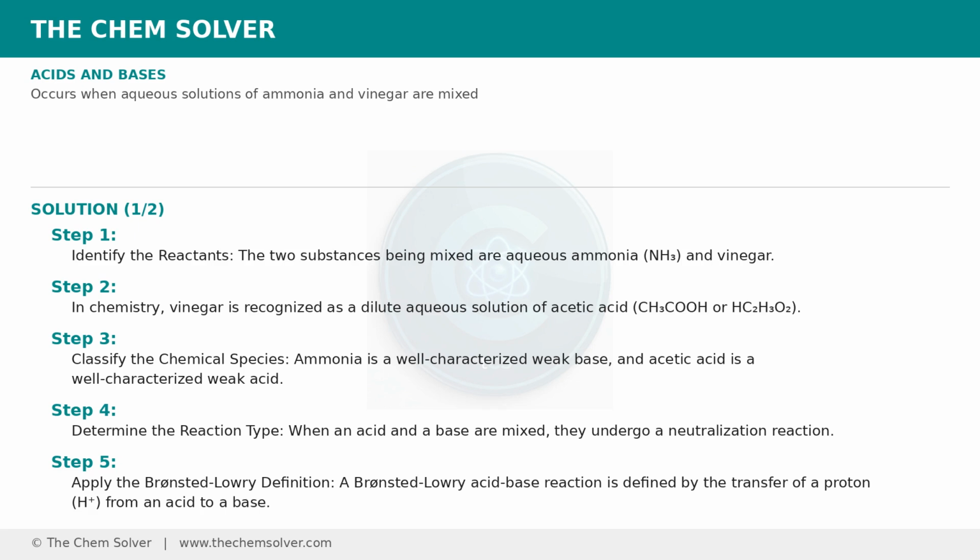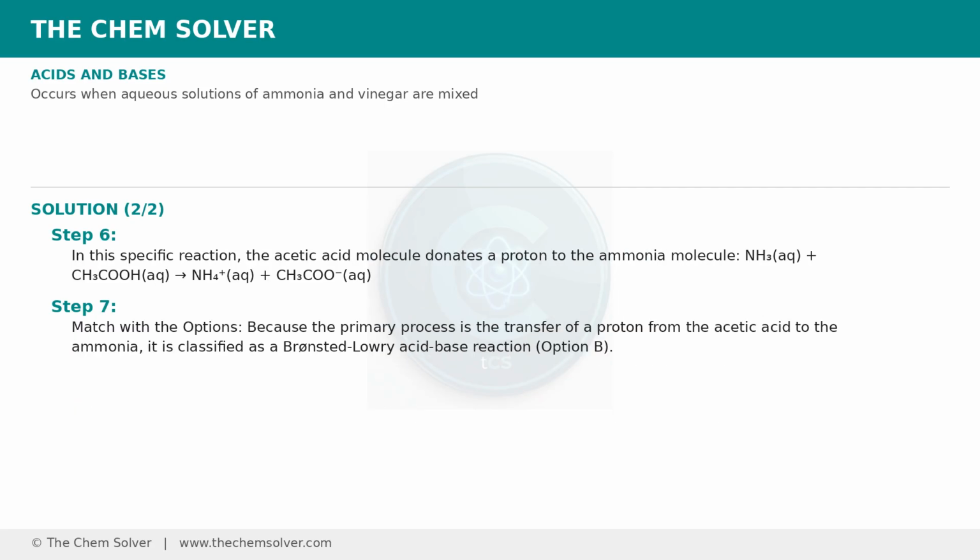Determine the reaction type. When an acid and a base are mixed, they undergo a neutralization reaction. Apply the Bronsted-Lowry definition. A Bronsted-Lowry acid-base reaction is defined by the transfer of a proton, H+, from an acid to a base. In this specific reaction, the acetic acid molecule donates a proton to the ammonia molecule.